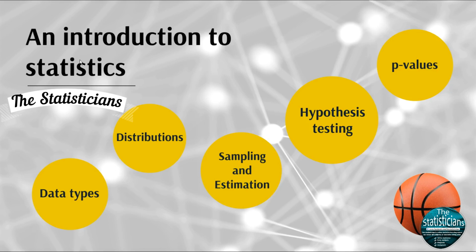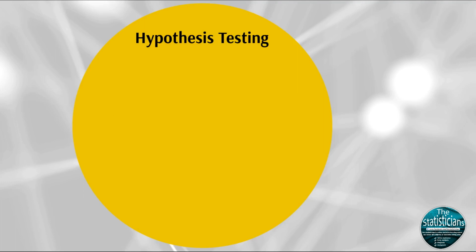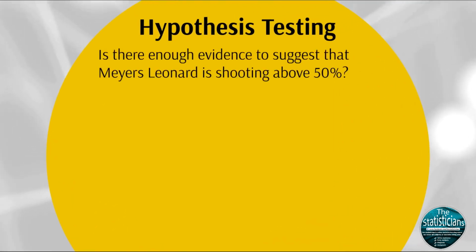Alright, so with that under our belt, let's go and have a look at a very common topic in statistics called hypothesis testing. Now I'm going to start you off with an example rather than give you some kind of hypothetical definition here. But using the data we've just seen, is there enough evidence to suggest that Myers-Leonard is shooting above 50%?